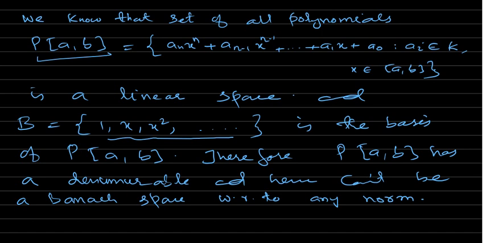Now see where the difference is. If you restrict the degree to less than or equal to n, then it will be a Banach space with respect to any norm. But if you take all polynomials, then it will not be a Banach space with respect to any norm.